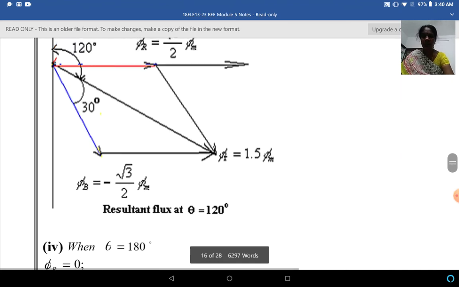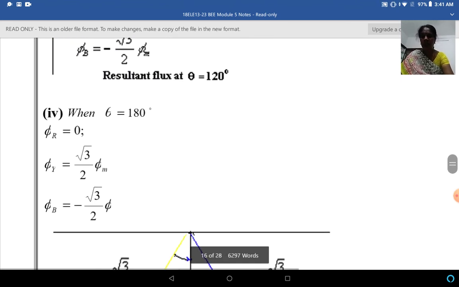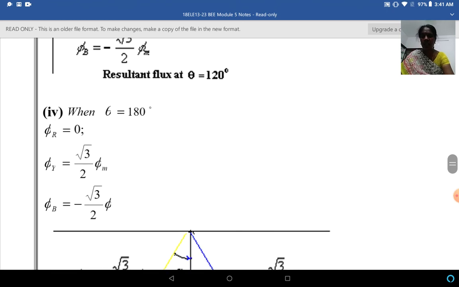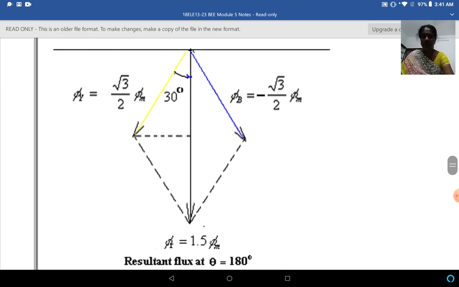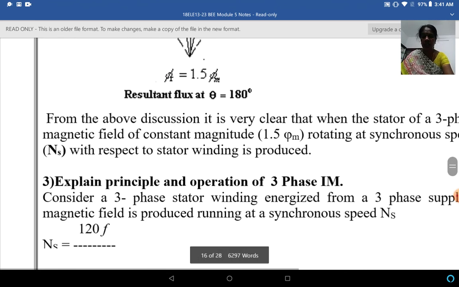Here it is drawn for the resultant flux at theta equal to 120 degrees. When theta is equal to 180 degrees, phi R is equal to 0, phi Y is equal to root 3 by 2 phi m, and phi B is equal to minus root 3 by 2 phi m. So this is the resultant flux at theta equal to 180 degrees.